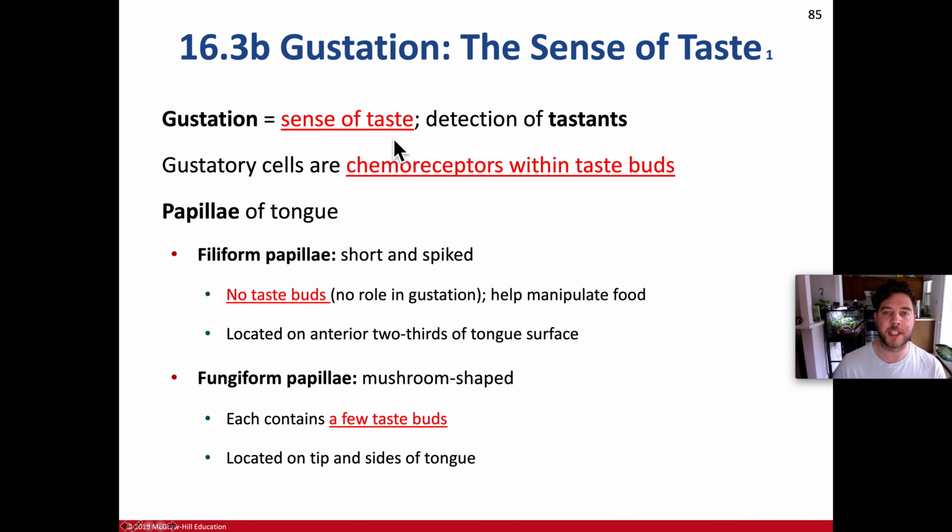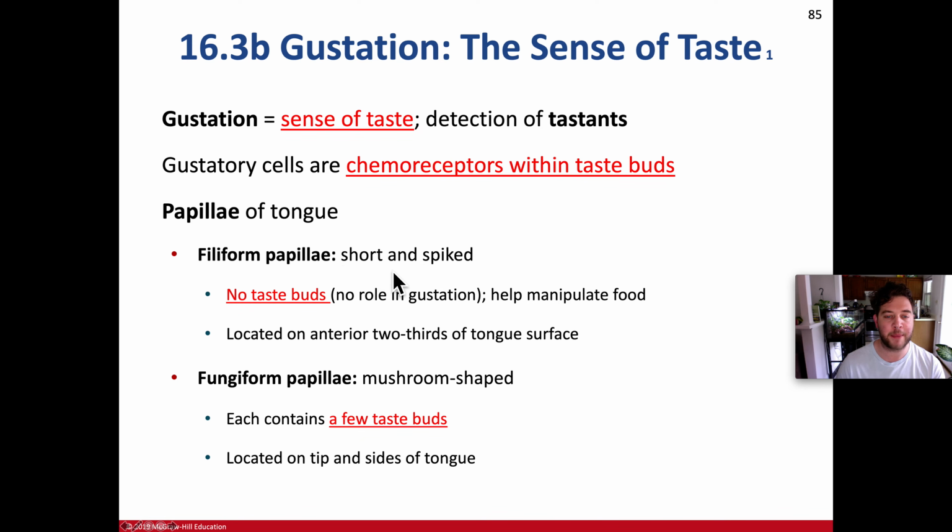Right, gustation, your sense of taste. Detection of taste notes, right? So if olfaction was the detection of odorants, gustation is the detection of tastants. Gustatory cells are chemoreceptors within the taste buds. So again, chemoreceptors, we're detecting molecules here. Our tongue has different papillae that are going to house different gustatory structures.